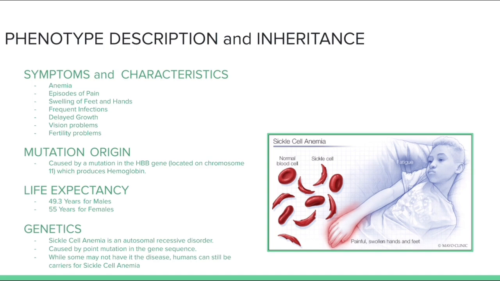responsible for producing hemoglobin. The life expectancy of people with sickle cell anemia is 49.3 years for males and 55 years for females. And sickle cell anemia is an autosomal recessive disorder. It's caused by a point mutation in the gene sequence. While some may not have the disease, humans can still be carriers for sickle cell anemia.